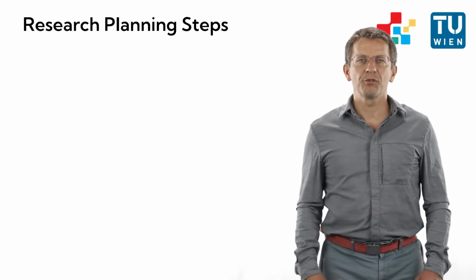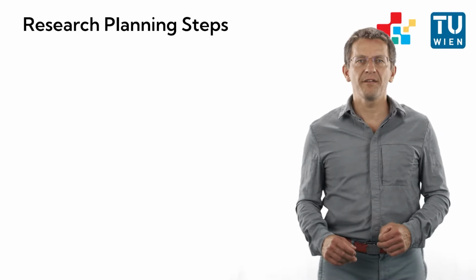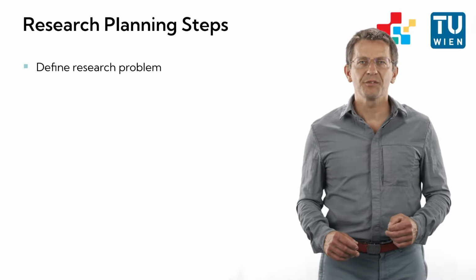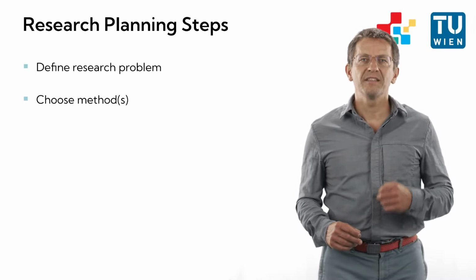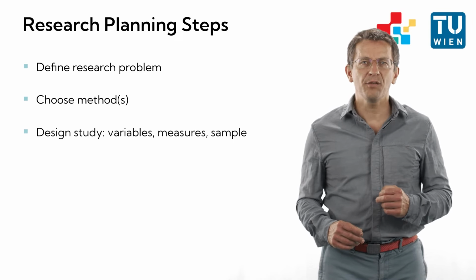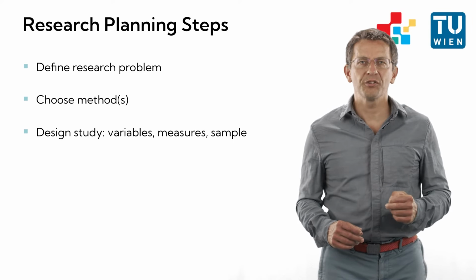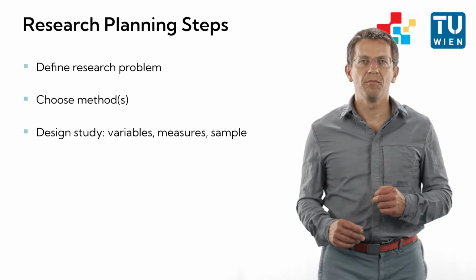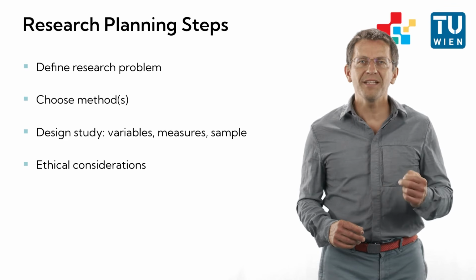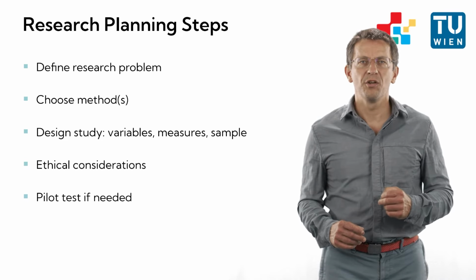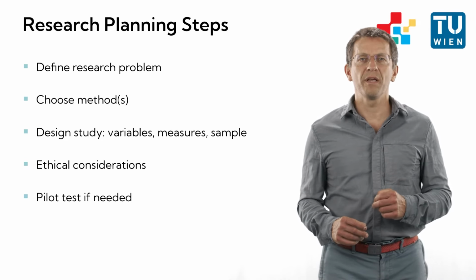When planning your research, you should first clearly define the research problem. Next, you choose the appropriate method or methods for your study. Design your study carefully by identifying variables, selecting measures, and determining your sample. Don't forget to consider ethical issues through the process. If necessary, conduct a pilot test to refine your approach before full implementation.